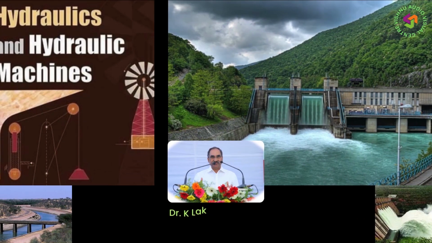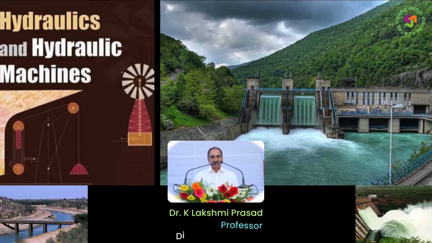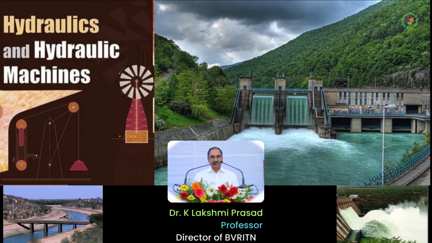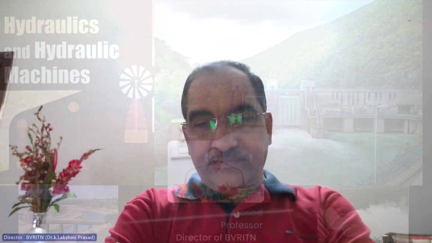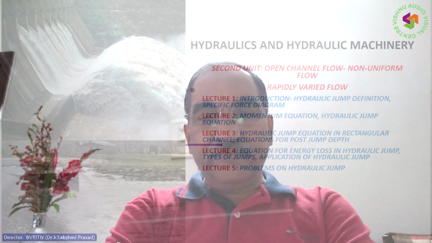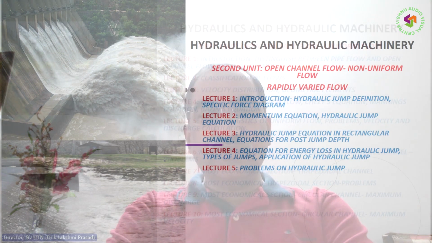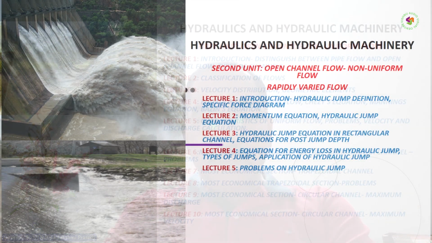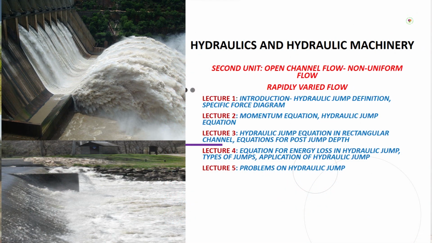So, we have completed the non uniform flow one part, which is gradually varied flow. In the gradually varied flow, I have taken you slowly towards the gradually varied flow equation, then the gradually varied flow equation applicable to wide rectangular channels. Then I have taken classification of channel bottom slopes.